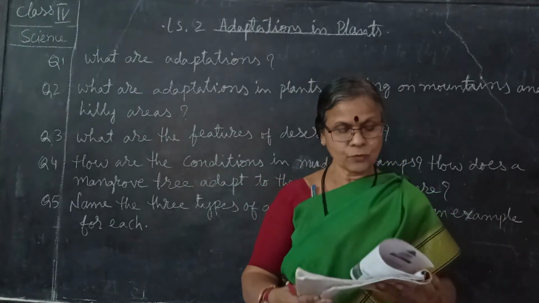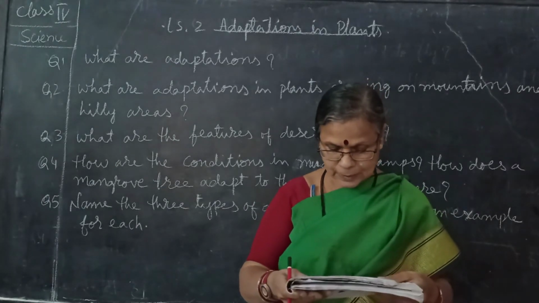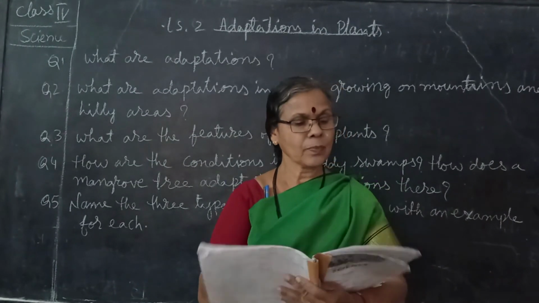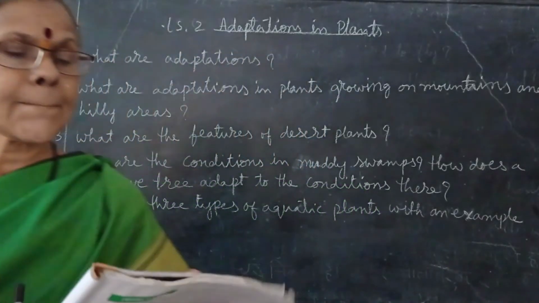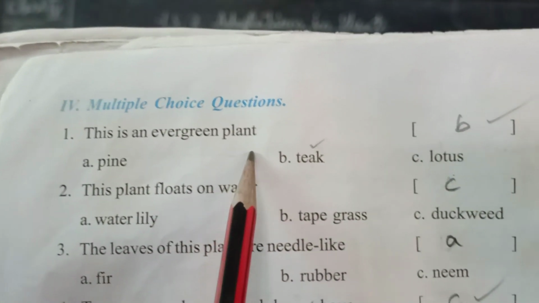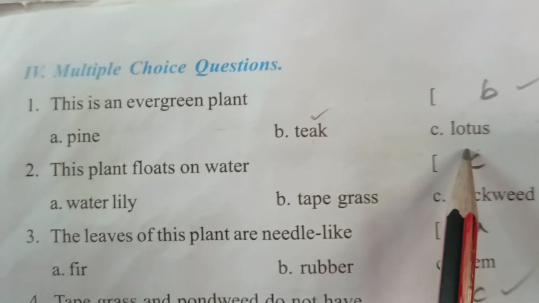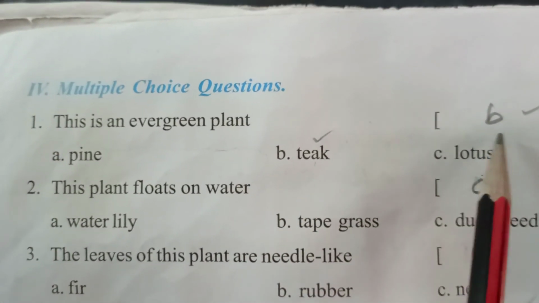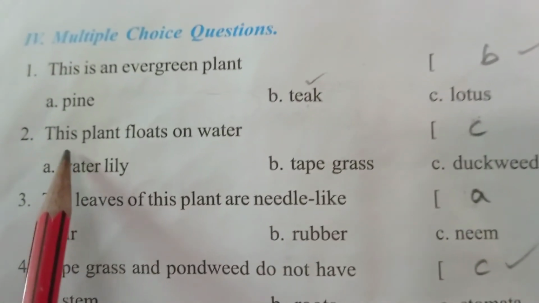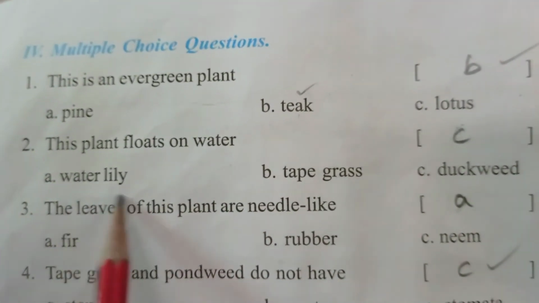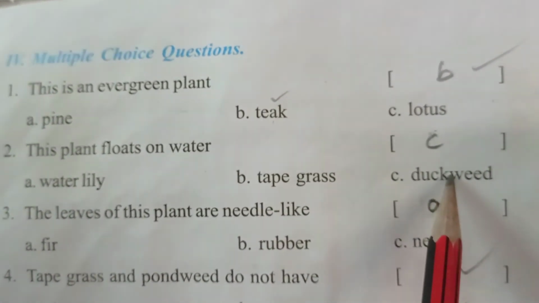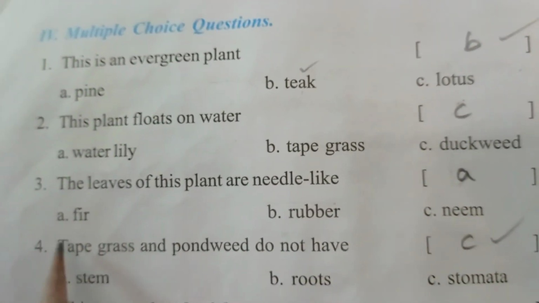Now turn the page for multiple choice questions and answers. Page number 202. You can see, first one is: this is an evergreen plant, pine, teak, lotus. So B is the correct answer, teak. This plant floats on water: water lily, tape grass, duckweed. Duckweed floats on water. The leaves of this plant are needle-like: fir, rubber, neem. So A, fir.